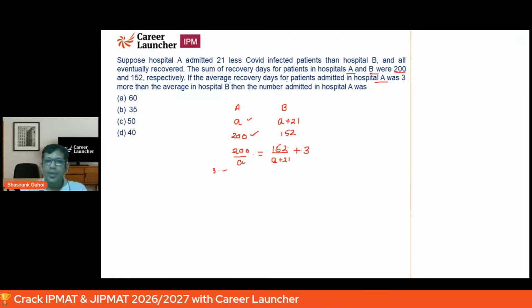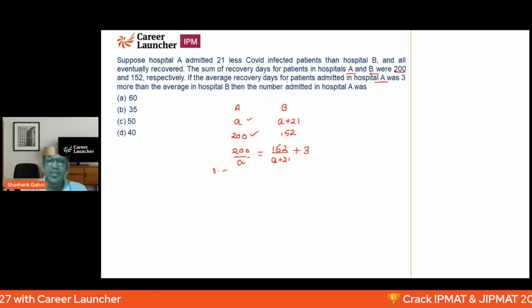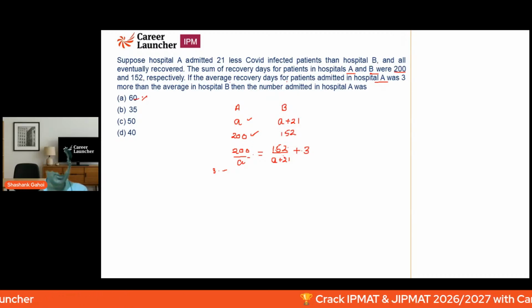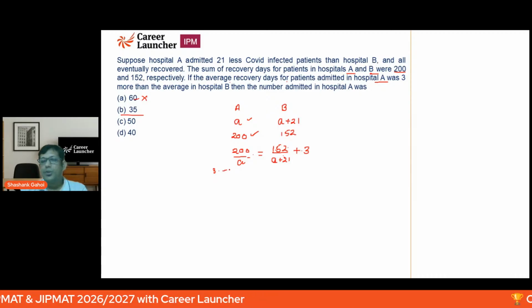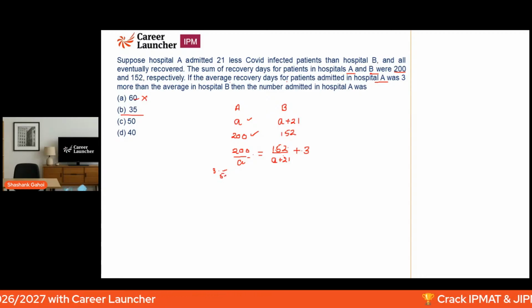152 upon 81 is going to be 1 point something. 1 point something plus 3 is going to be 4 point something. LHS is not equal to RHS, so rejected. Okay, 35. So 200 upon 35 is going to be what? It is going to be 5 point something.